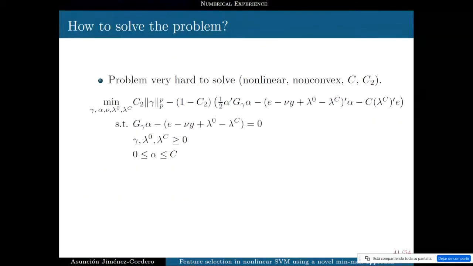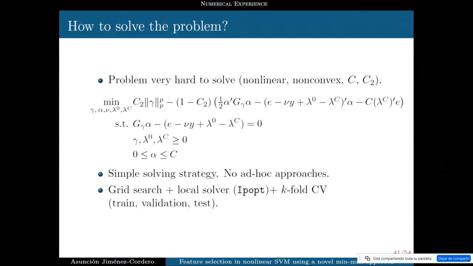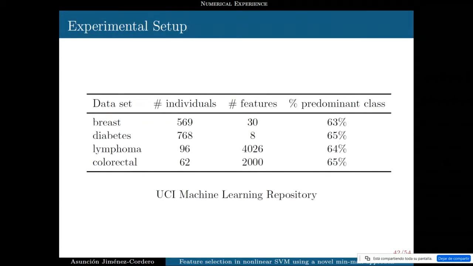What about the numerical experience? Well, even though we have reformulated this problem, it's still very hard to solve, because we have two hyperparameters here. It is nonlinear, non-convex. But the point here is that we use off-the-shelf solvers to solve it. And the strategy that we propose is very simple. It is just based on grid search plus a local solver, and all this is embedded in a k-fold cross-validation.